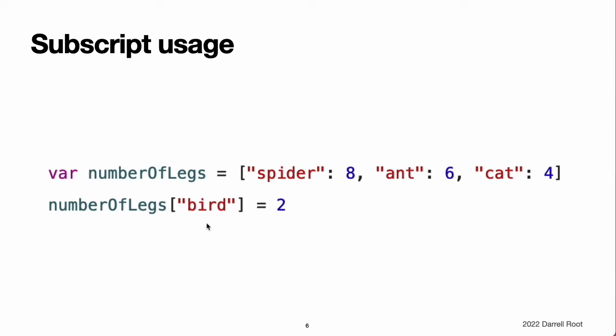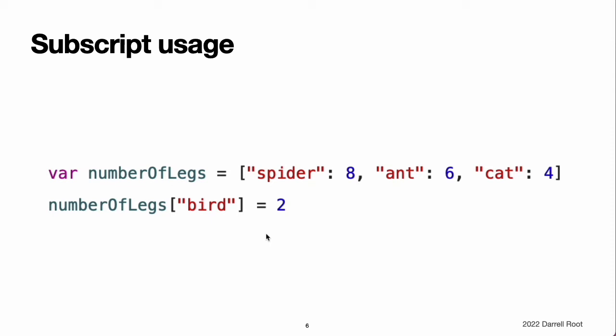This example defines a variable called numberOfLegs and initializes it with a dictionary literal containing 3 key-value pairs. The type of the numberOfLegs dictionary is inferred to be [String: Int]. After creating the dictionary, this example uses subscript assignment to add a String key of "bird" and an Int value of 2 to the dictionary.